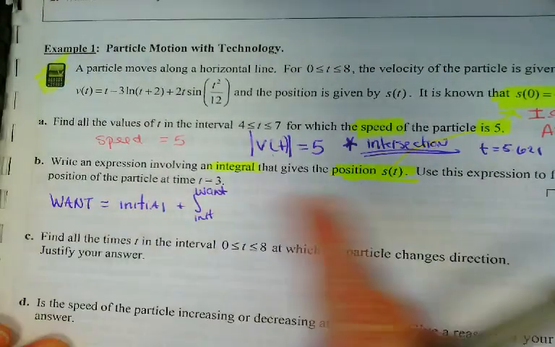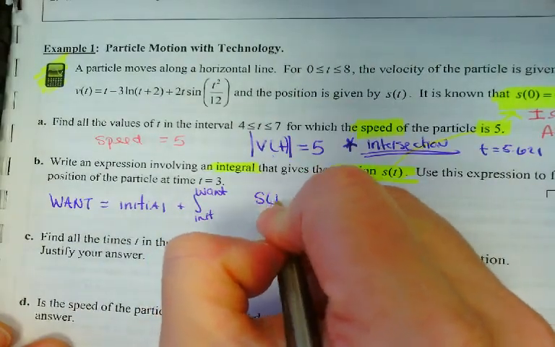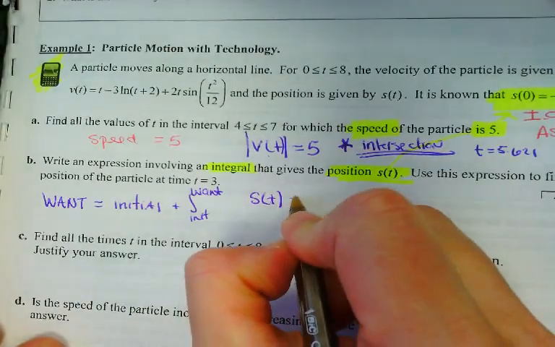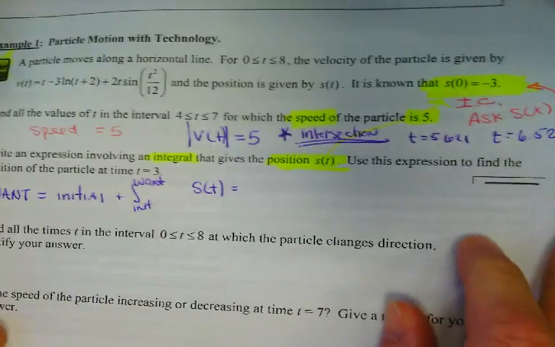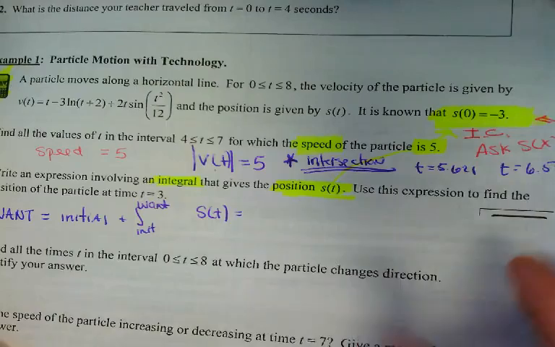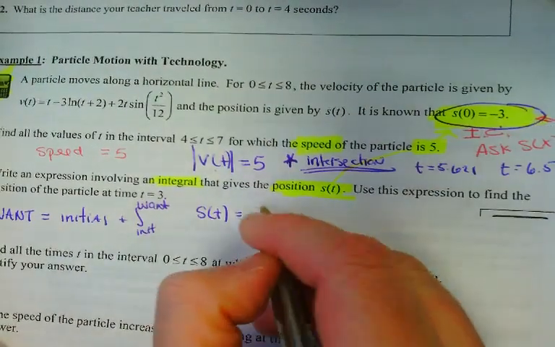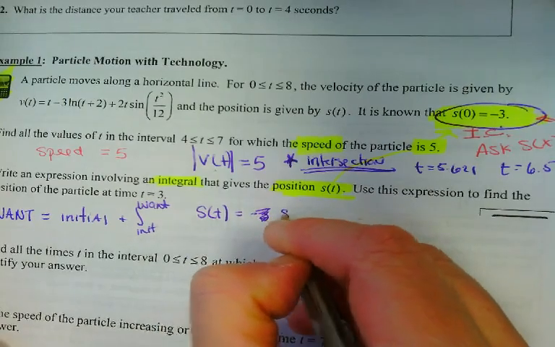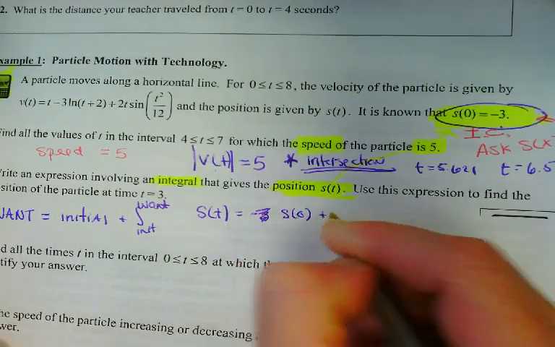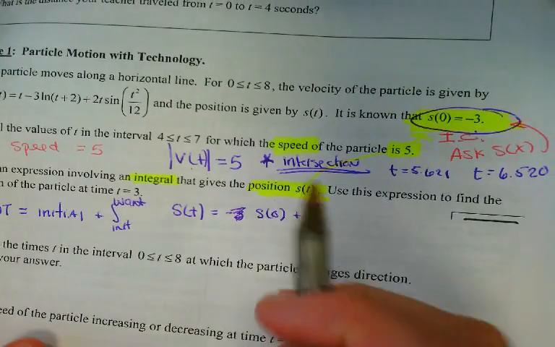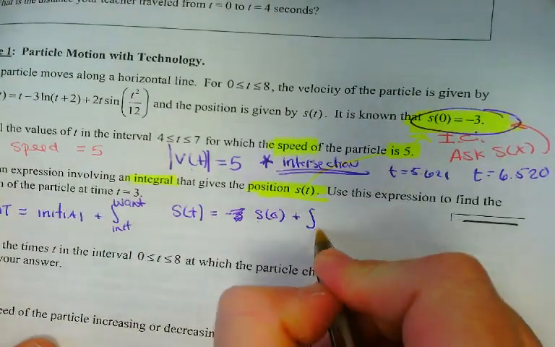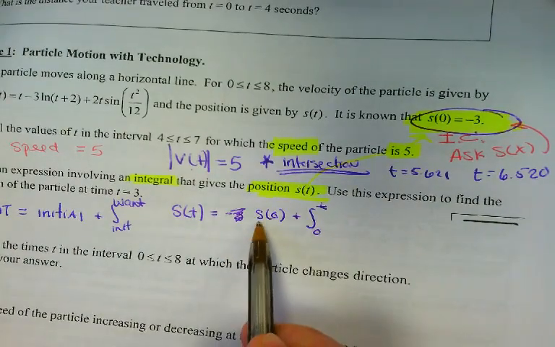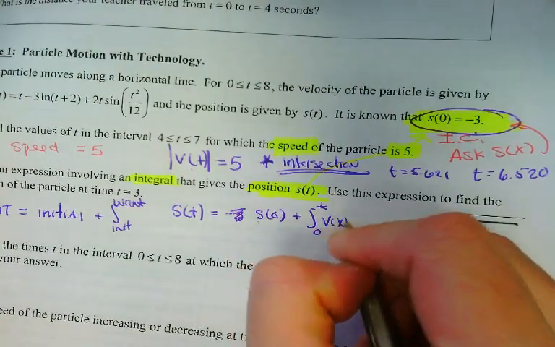All right, so I want s of t. I want the position. What am I starting with? What is my current position? What did they tell us we start with? Negative 3. I could call it s of 0. Again, this is the same formula we've been doing. I'm just trying to tweak it so that we don't miss this. S of 0, and then I go from my initial value of 0 to what I want, which I'm going to call t. And if I want position, then I'm integrating velocity.